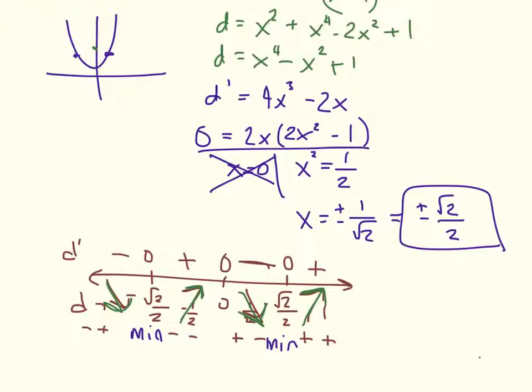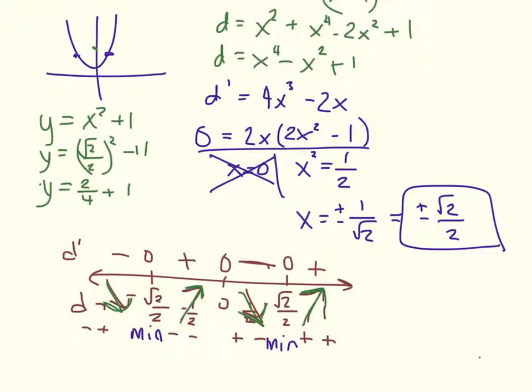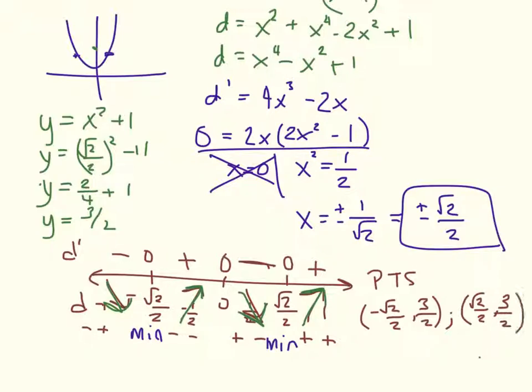Well, if you remember, my y equation was y equals x squared plus 1. So it's going to be y equals root 2 over 2 squared plus 1. And really, positive or negative, either one that I plug in, because when I square it, it's going to be positive. This would be 2/4 plus 1, which of course is the same as a half plus 1, which is 3/2. So my 2 points that are going to answer the question that will minimize the distance are negative root 2 over 2, 3/2, and positive root 2 over 2, 3/2.